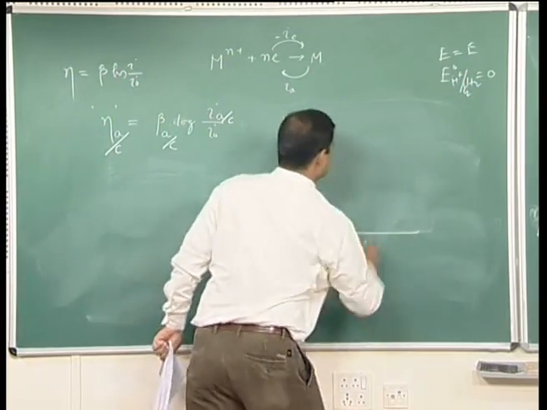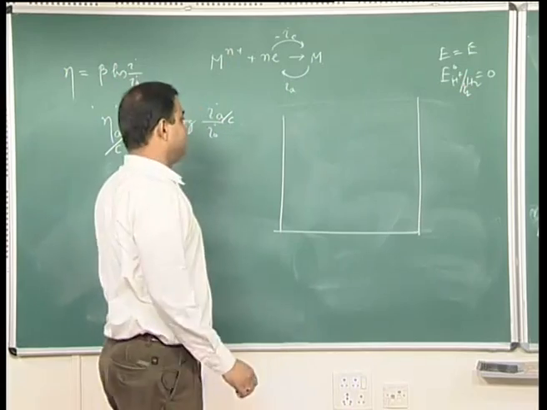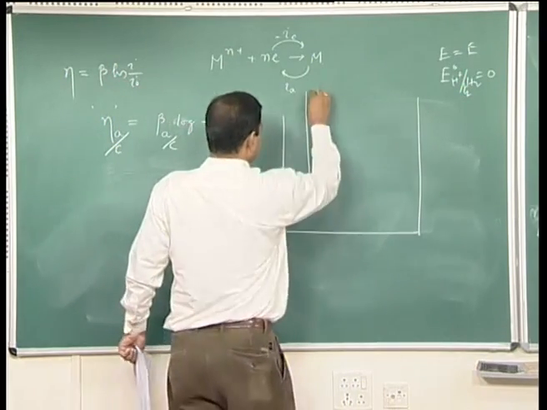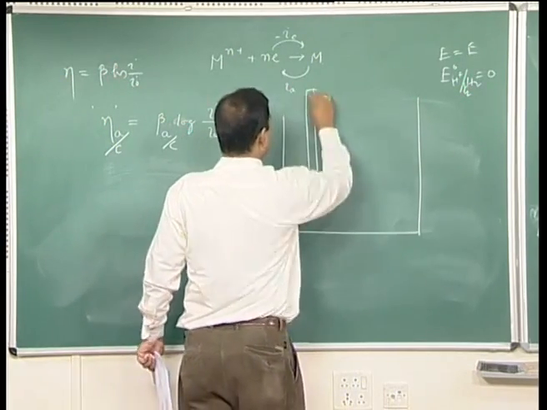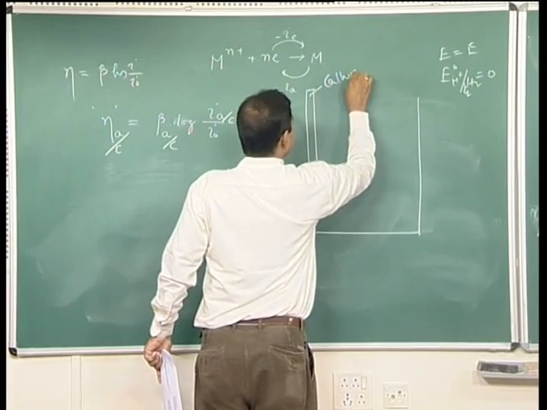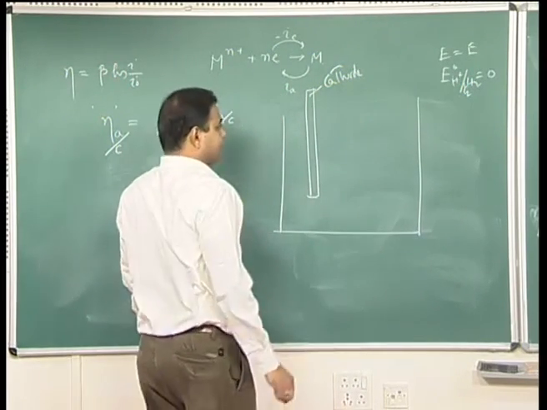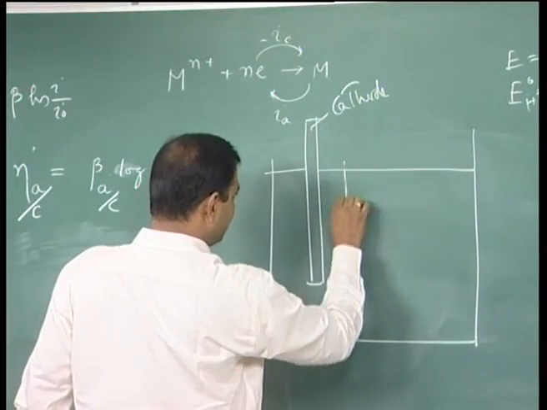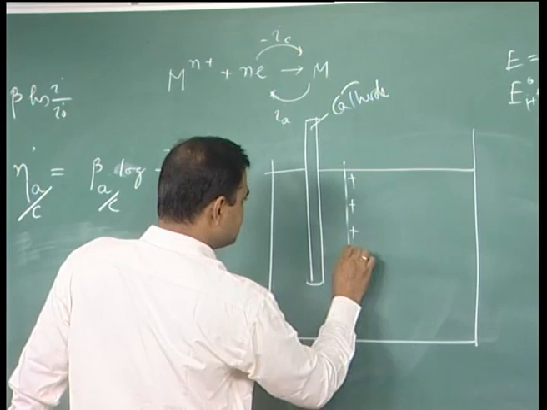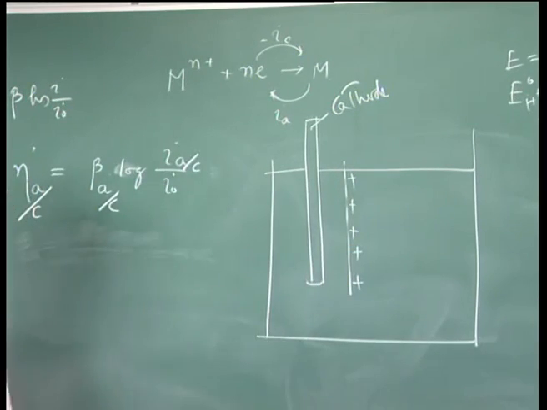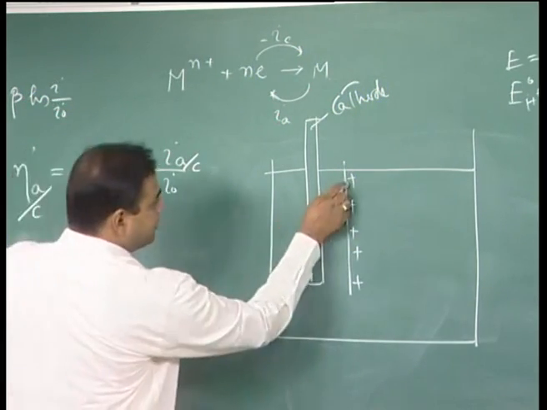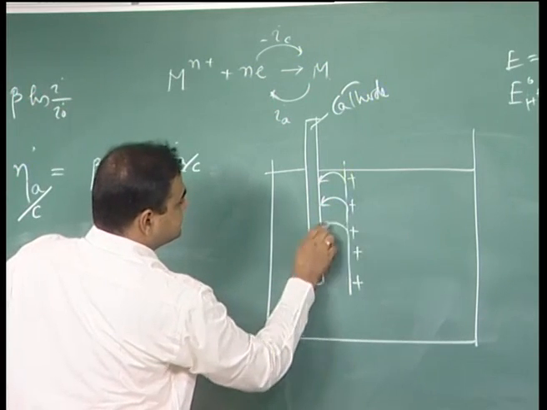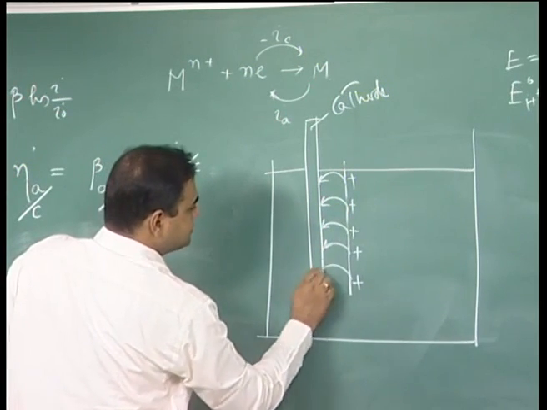This is my bulk solution. Let us say this is my cathode. Now you have the inner and outer Helmholtz plane. This is my outer Helmholtz plane. I am just drawing a schematic. Now these positive charges are getting deposited.